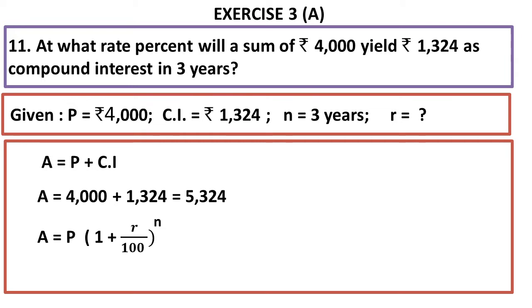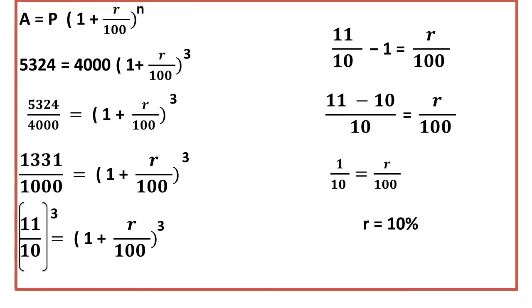So, we know the formula that amount is equal to P plus compound interest, that is sum of principal and the compound interest. Hence, amount will be equal to rupees 4000 plus 1324, that is 5324. Use the formula amount is equal to P into 1 plus R by 100 to the power n. Substitute 5324 in the place of A and P as 4000 and n as 3.